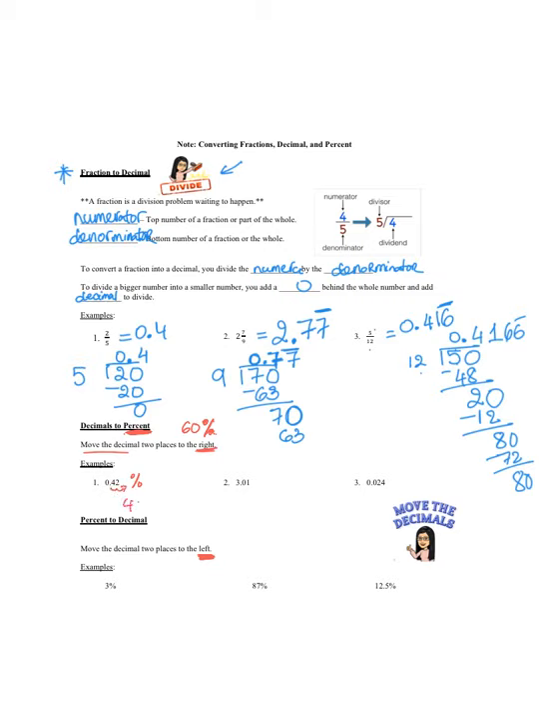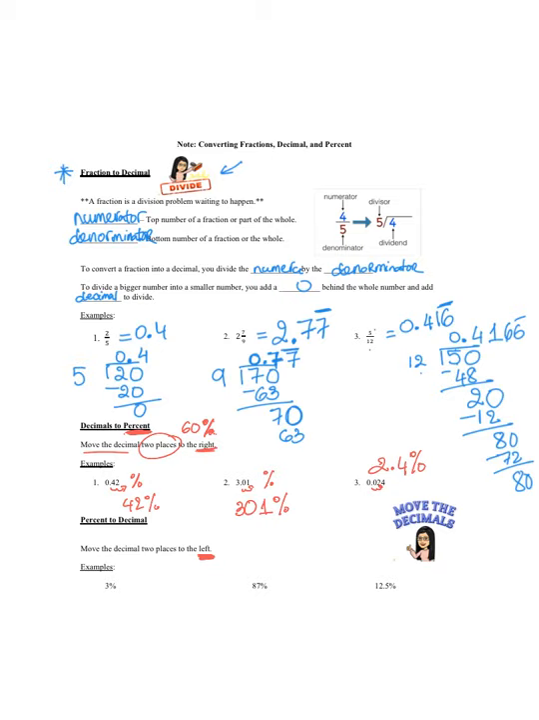So now you have 42%. Same thing for number 2. You move the decimal to the right because you write the percent symbol on the right side. So 1, 2, so we have 301%. Number 3, move 2 places, just 2. 1, 2. So we have 2.4%.